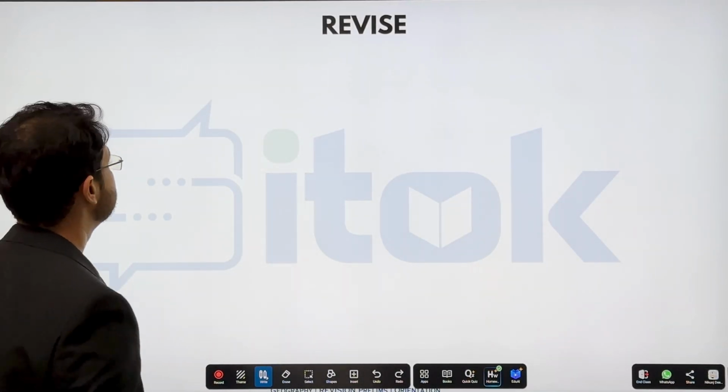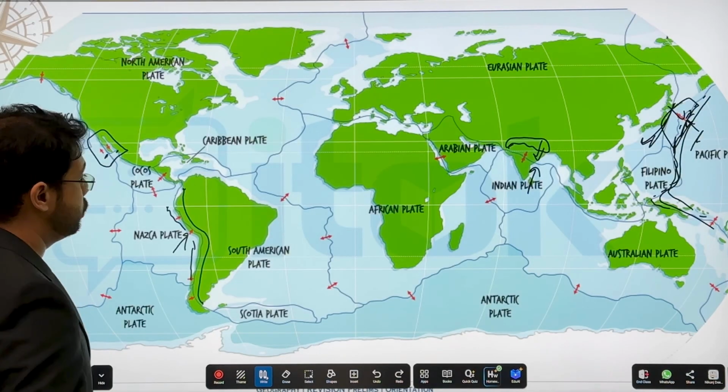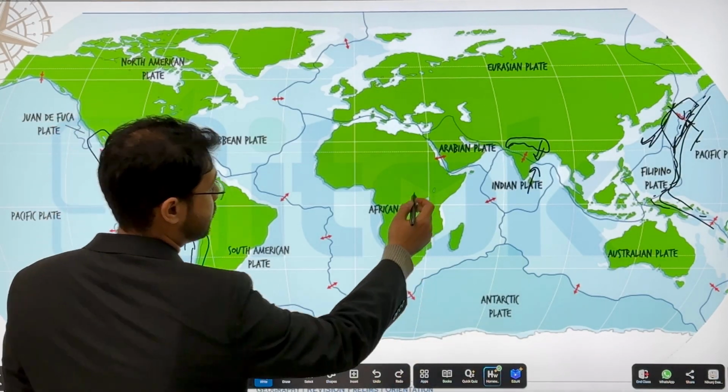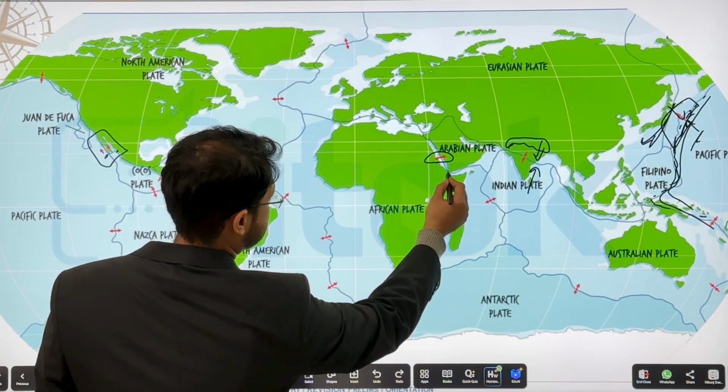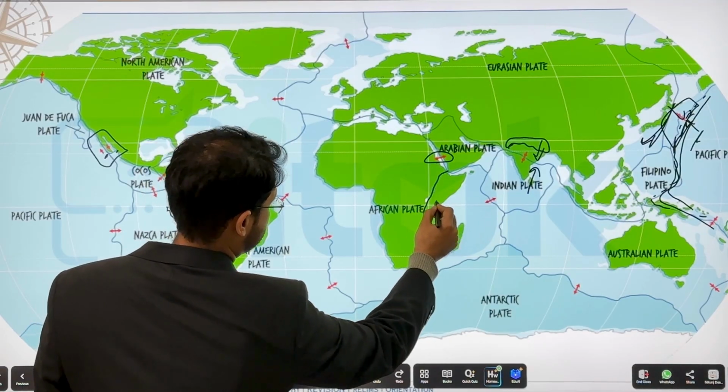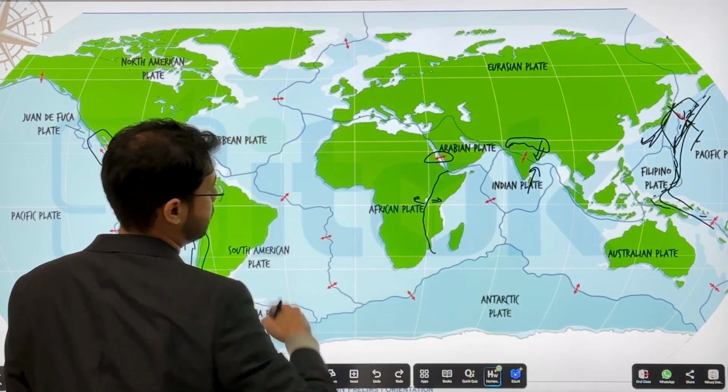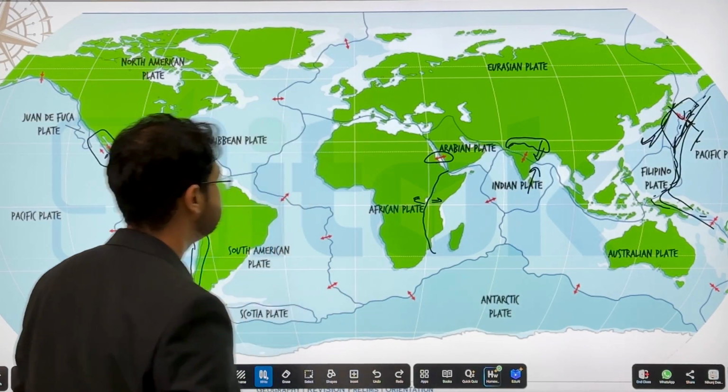So what did we have? Okay, yeah, divergent plate boundary. I did not show you divergent plate boundary. It's over here. There is a Great African Rift Valley over here. There is also a divergent plate boundary that is taking place in this area.